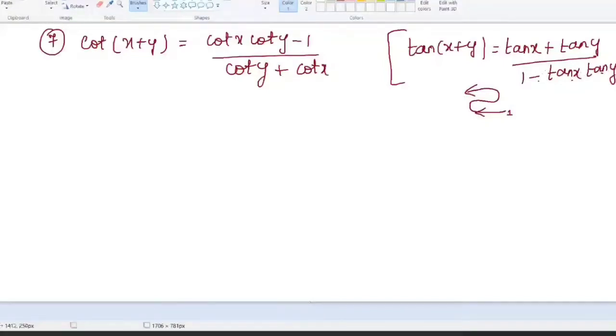So cot x cot y minus 1, okay, done. Divide by cot y plus cot x. Go in the same order. When it is plus, it is easy for me. But when it is minus, it makes a difference.